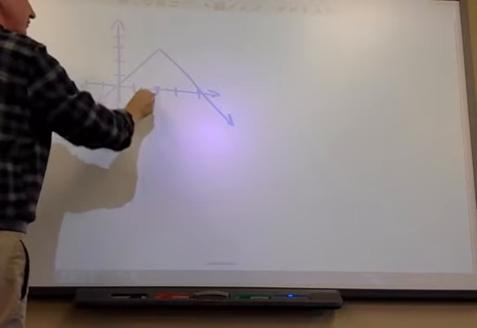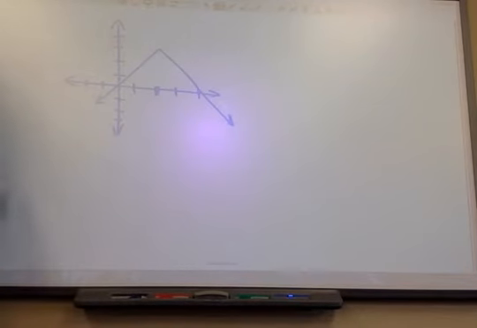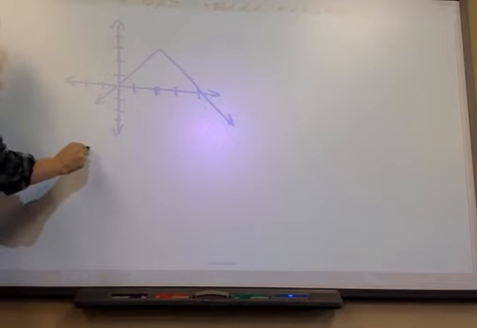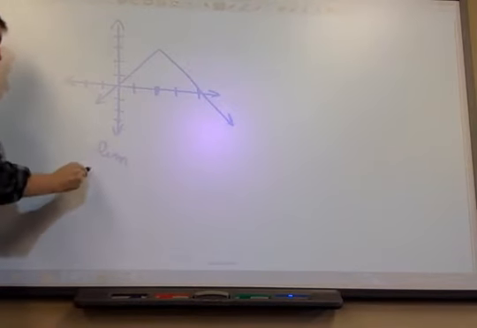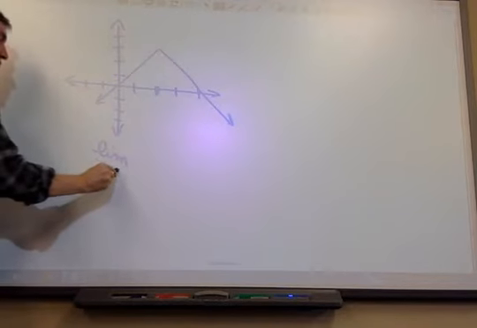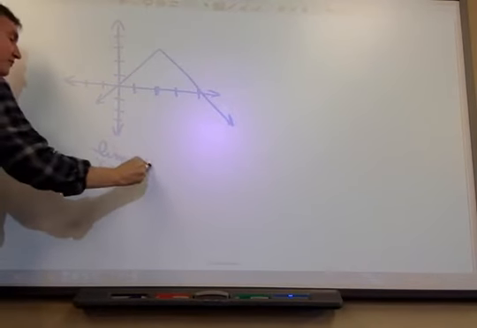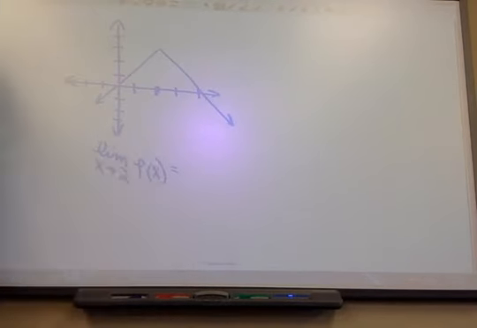See here. What if I asked you, what is the limit as x approaches 2 of f of x? This is what I want.